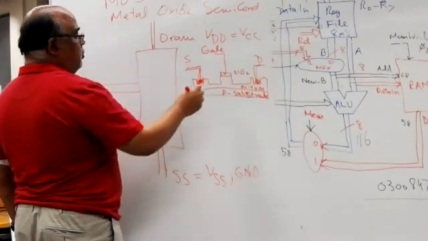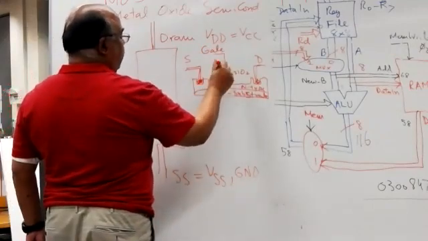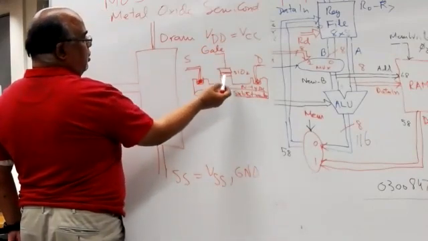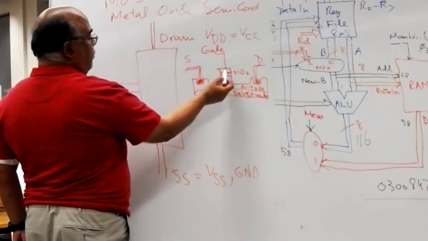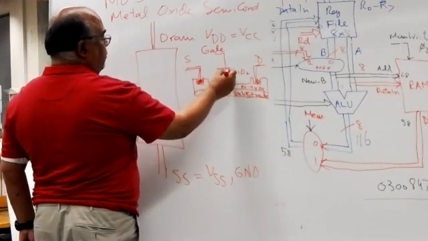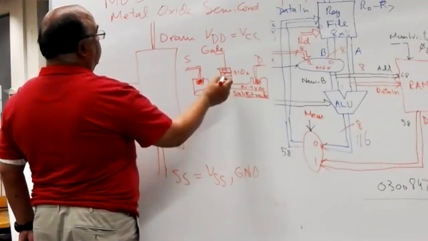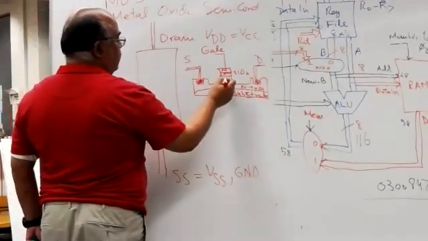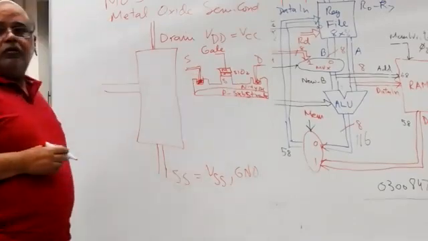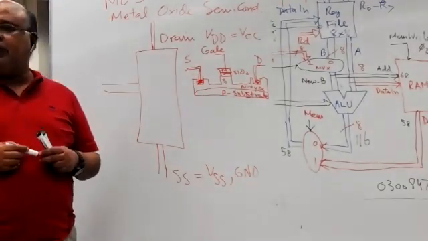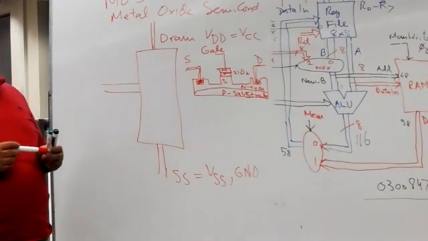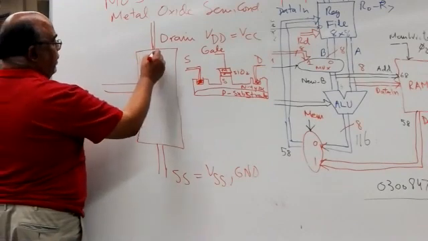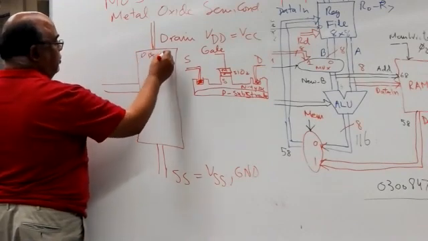No current can flow, and on this gate we have metal layer. So silicon dioxide and metal. So that's why it is called metal oxide semiconductor. Metal, silicon dioxide is called oxide, and this is semiconductor. So this is called metal oxide semiconductor. Okay, right? So these semiconductor has excess electrons.